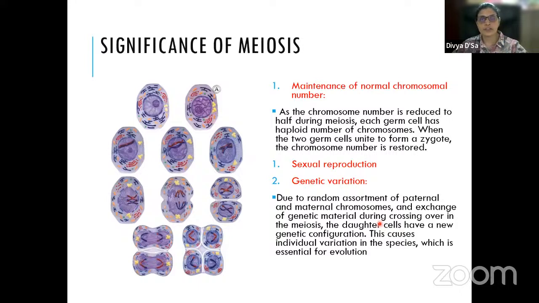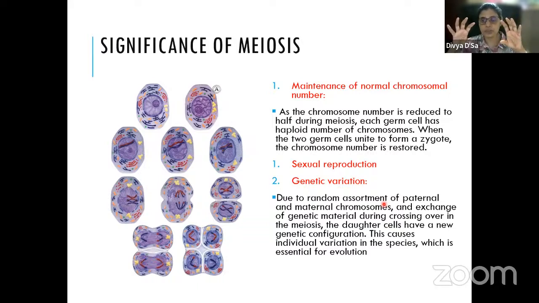So significance of meiosis. What is the significance of meiosis? There is maintenance of normal chromosome number. So the normal chromosome number is maintained. How is it maintained? During the meiosis, the chromosome number is reduced to half, isn't it? Because of the formation of two daughter cells, the chromosome number is half. So it forms haploid. So each germ cell will have haploid number of chromosomes.